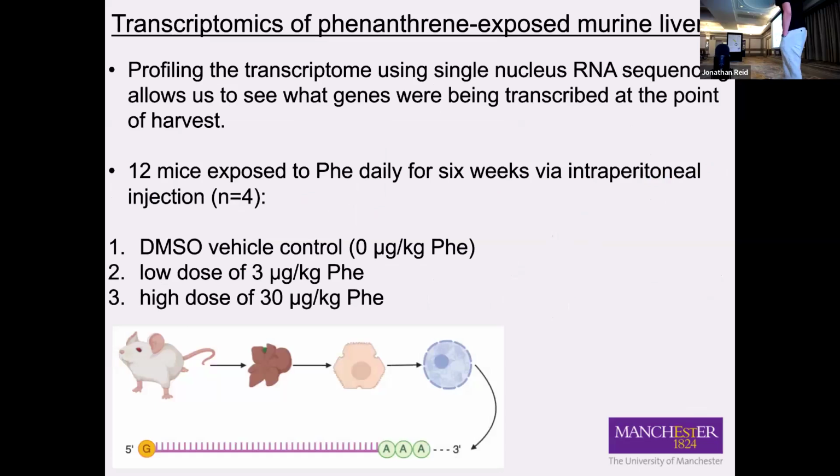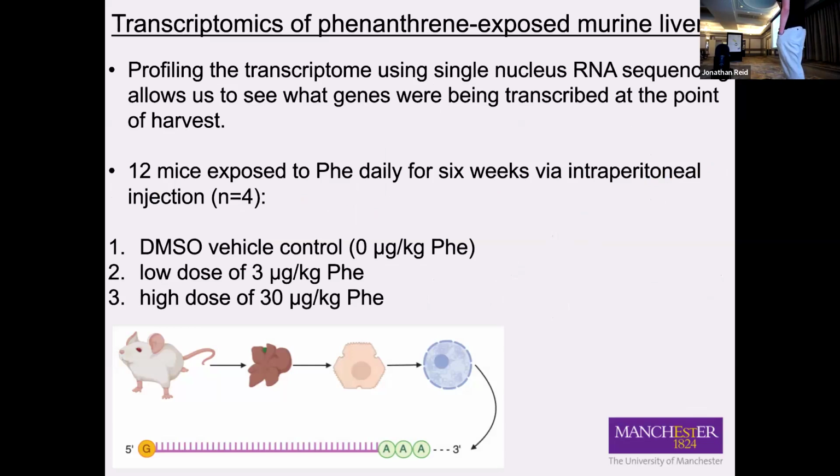So given that that's the case, one of the big ways that we think this might be happening is from changes in gene expression. So to have a look at how phenanthrene affects gene expression in the liver, we decided to do single nucleus RNA sequencing.